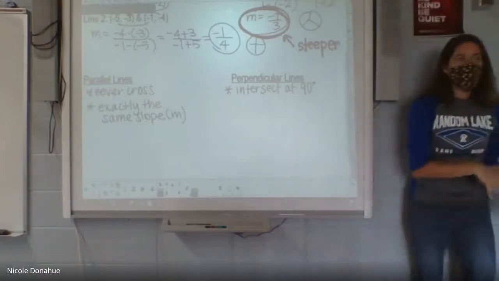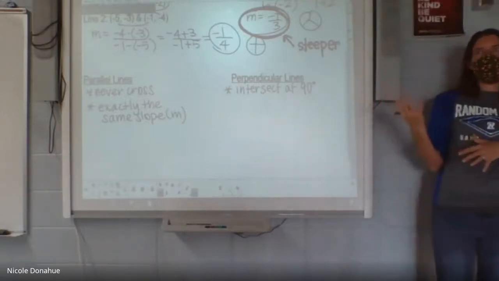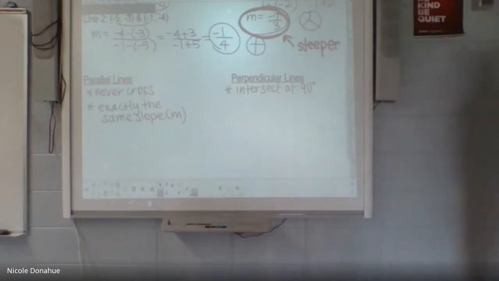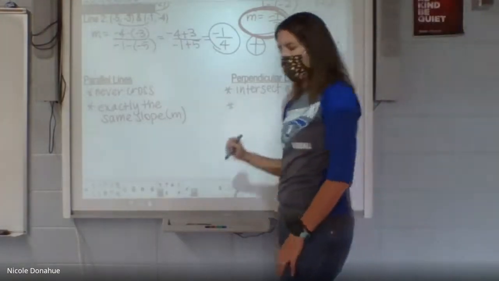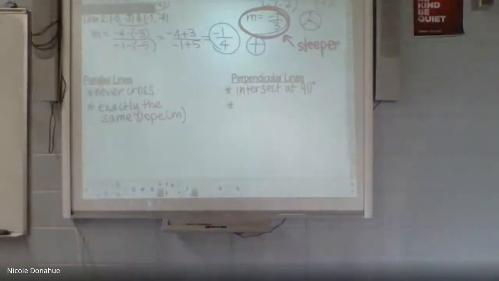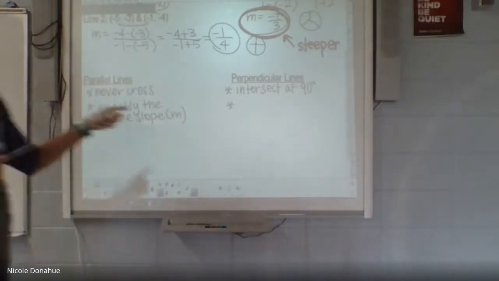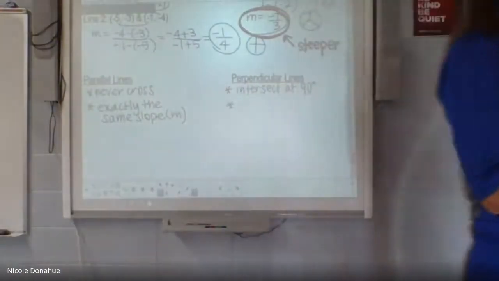So then perpendicular is kind of the complete opposite. They need to cross, but they need to cross specifically at a 90-degree angle. And again, this is something you probably learned in algebra, but maybe you forgot, because even my Algebra 2 students take a little bit to get it. Does anyone remember what would be true about their slopes? Because they're obviously not going to be the same, because they need to cross.